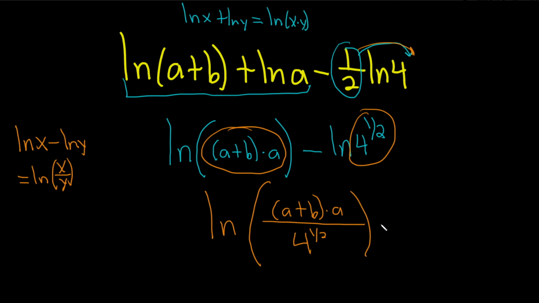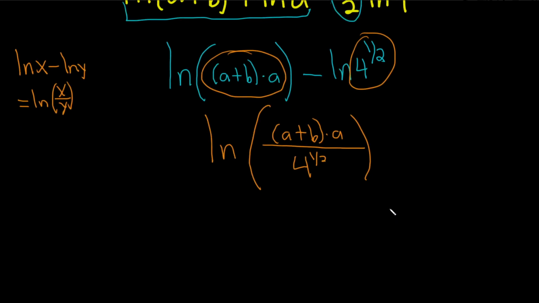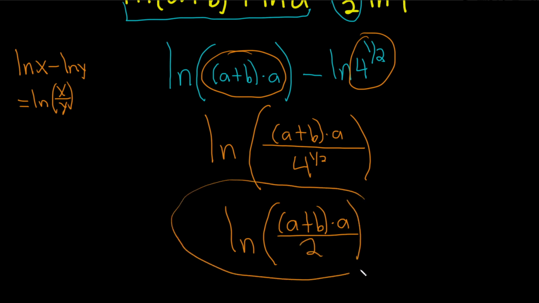And we could stop here, but keep in mind that 4 to the 1/2 is really the square root of 4, which is 2. So this is actually the natural log of parentheses a plus b times a, and it's all being divided by the square root of 4, which is just 2. And so that would be the final answer. This is a single logarithm whose coefficient is 1, right? There's really an invisible 1 there.